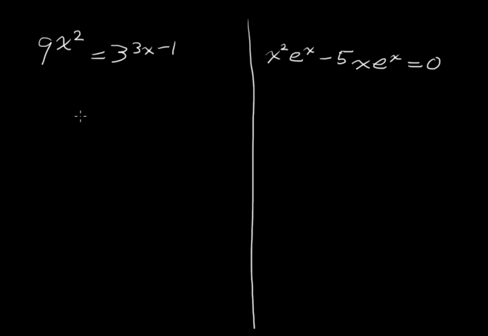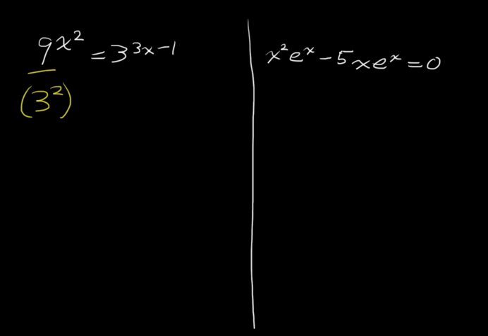In this video, we'll be solving a couple of exponential equations. We have 9 to the x squared equals 3 to the 3x minus 1. So the trick here is to get both of the bases the same. Well, 9 is the same as 3 squared, so I'm going to rewrite 9 as 3 squared.